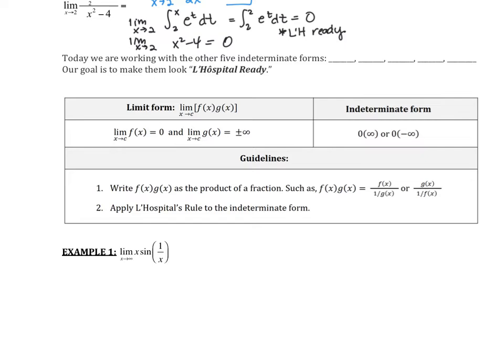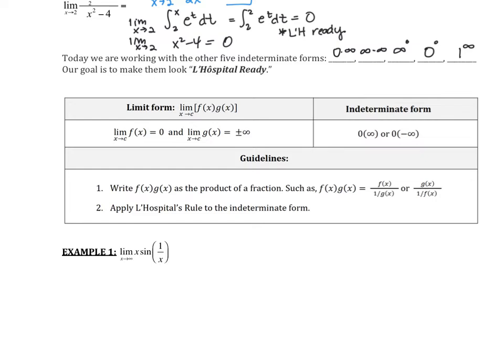So our other 5 indeterminate forms. We have 0 times infinity, and this could be either positive or negative infinity. We have infinity minus infinity. We have infinity raised to the 0 power, 0 raised to the 0 power, and 1 raised to the infinity power. So each of these are indeterminate forms, but each of these requires us to do some work to make them L'Hopital ready.